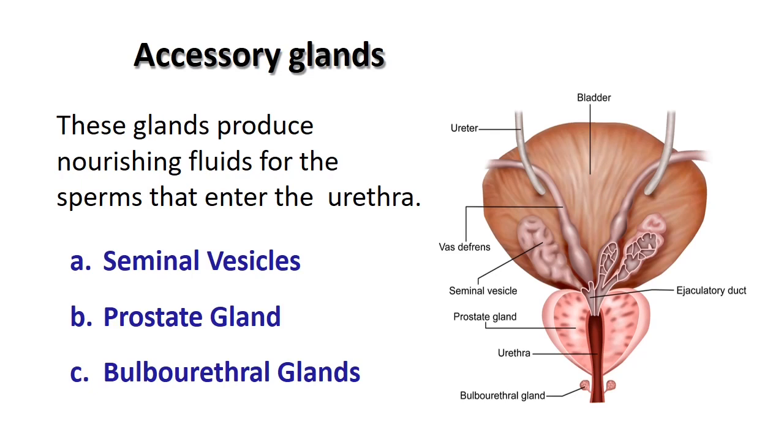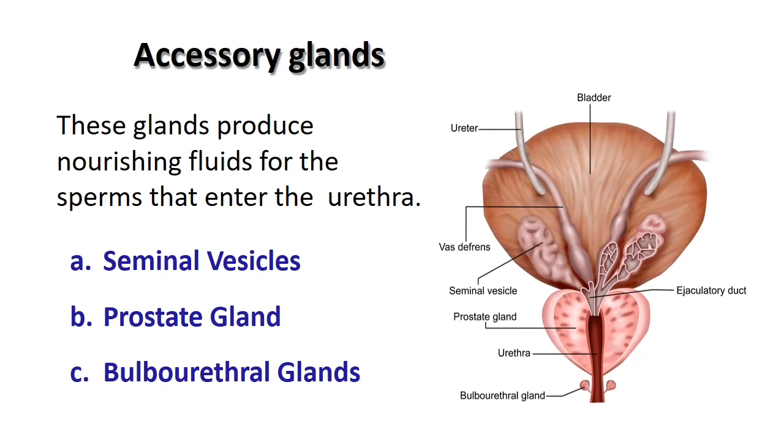Now we'll see the accessory glands of the male reproductive system. These glands produce nourishing fluids for the sperm that enter the urethra. That is the main function of the accessory glands. Three accessory glands are there. First one is the seminal vesicle, second one is the prostate gland, and third one is the bulbourethral gland. We'll see in detail. You can see in the figure.